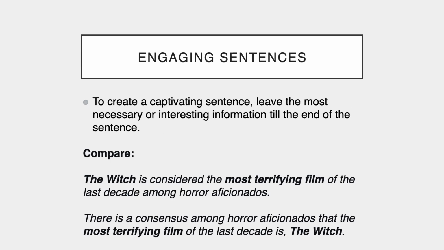How to create engaging sentences. In order to create a captivating sentence, leave the most necessary or interesting information till the end. This is the info that, if left out, would not give the sentence any meaning. This is usually the subject of the sentence, or the description of the subject. This, therefore, keeps the reader hooked and wanting to read till the end.